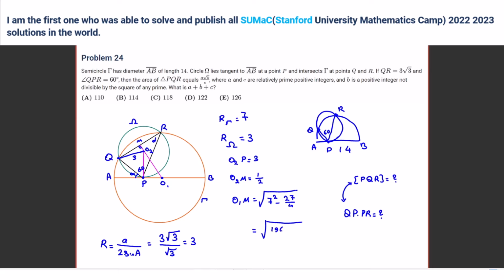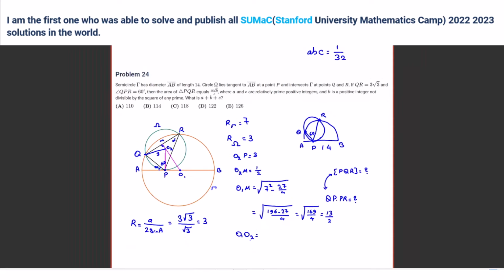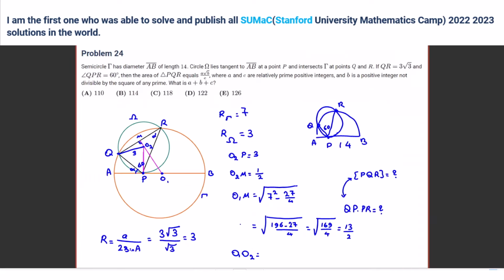196. Minus 27 over 4. 196 minus 27 is what? 169. Over 4, so it is 13 over 2, right? Yeah. So O1O2 is what? That would be... five.